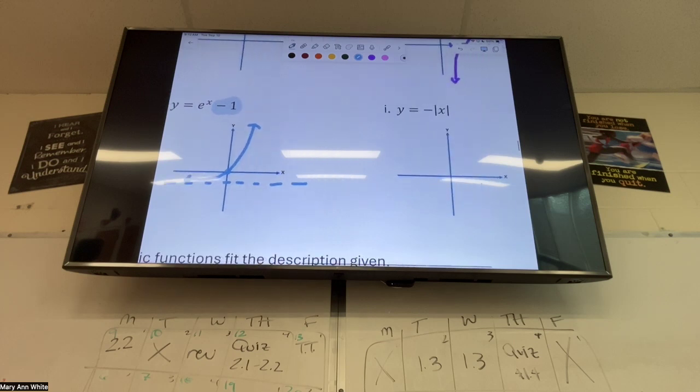All right, and then very last one, this negative in front of my absolute value, what does that do to that? Flips it down, very good. So my V shape is now gonna be in the third and the fourth quadrant.